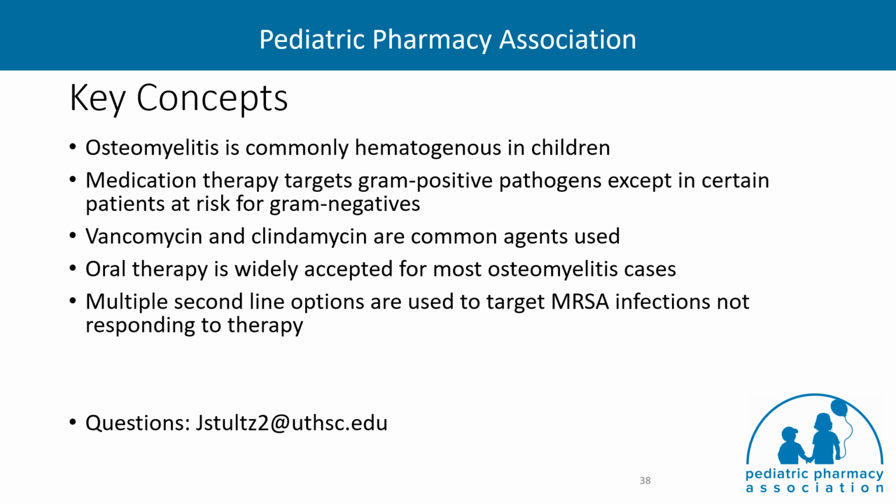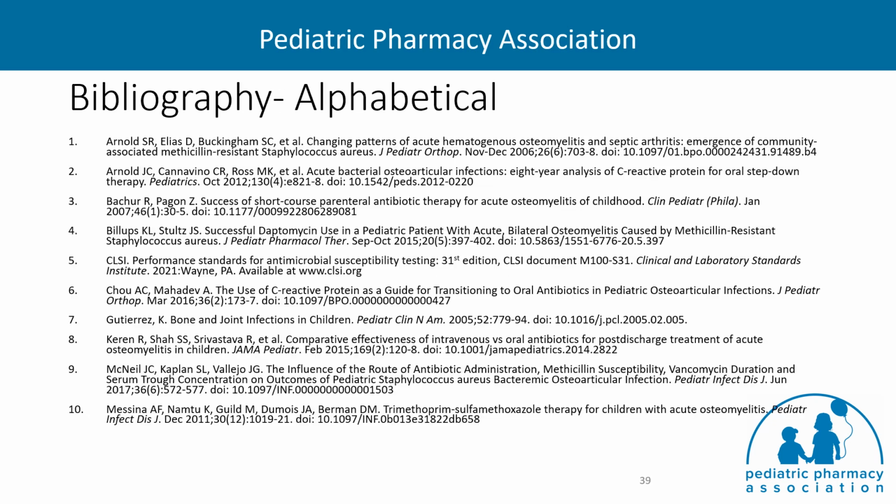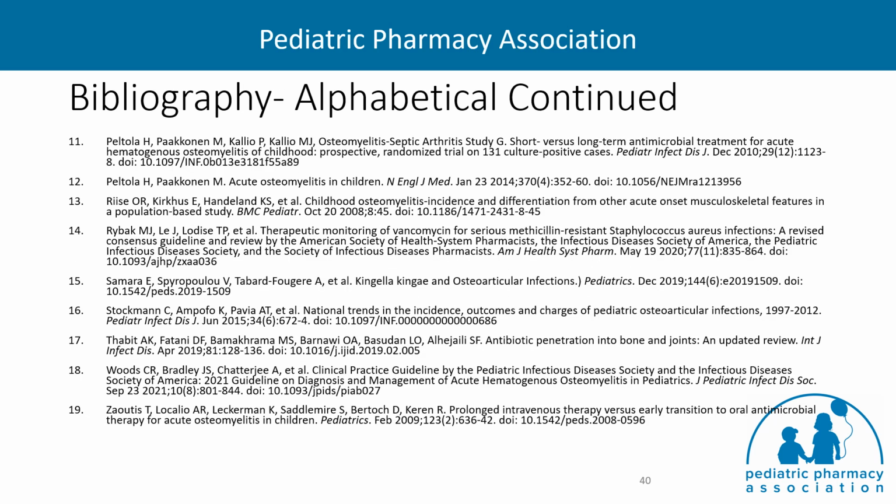Oral therapy is now widely more accepted for most osteo cases, and septic arthritis for that matter. There are lots of second line options. Most of the time, whenever you have second line options, you're targeting some sort of bad MRSA infection that's not responding to therapy. And us as pharmacists, that's when we're going to start getting a lot of those questions. So make sure you at least sort of know what the possible options are if someone wants to try and use them. Here are some references, alphabetical for your reference, that I used throughout the talk.